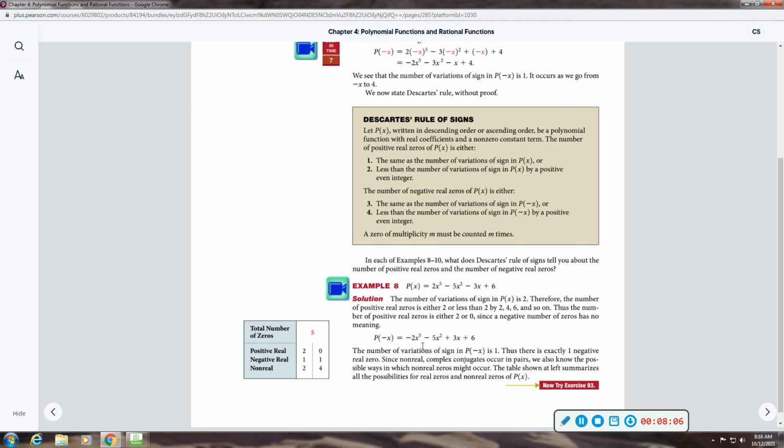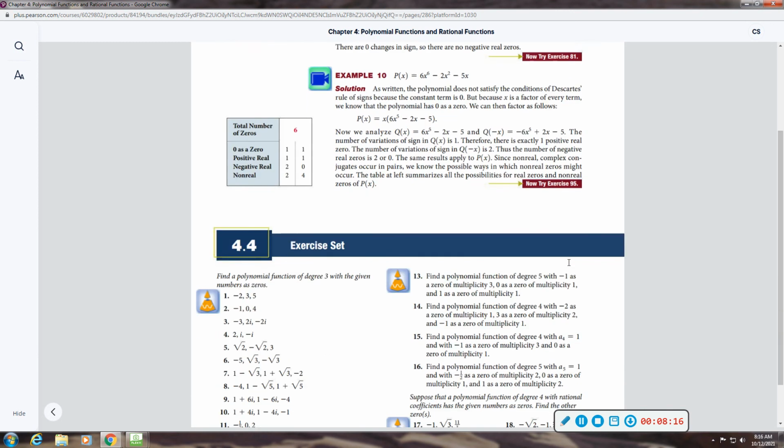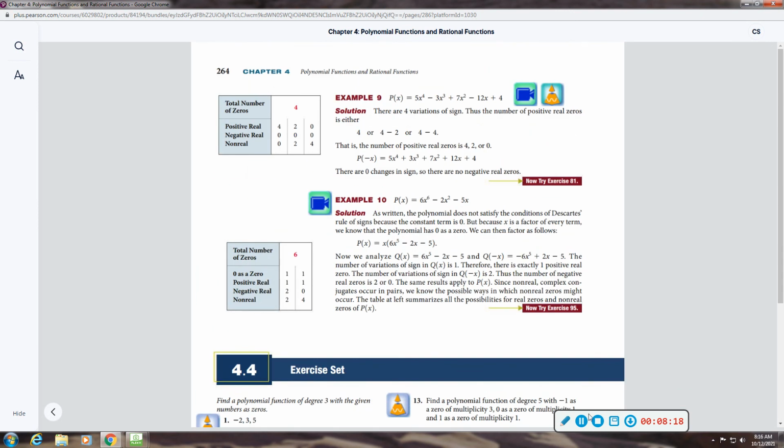There's one negative real zero, and if you subtract 2, you get -1, which wouldn't make sense. So we're going to also do Descartes' rule of signs, and that's all we cover here. So let's go ahead and jump over to my math lab.